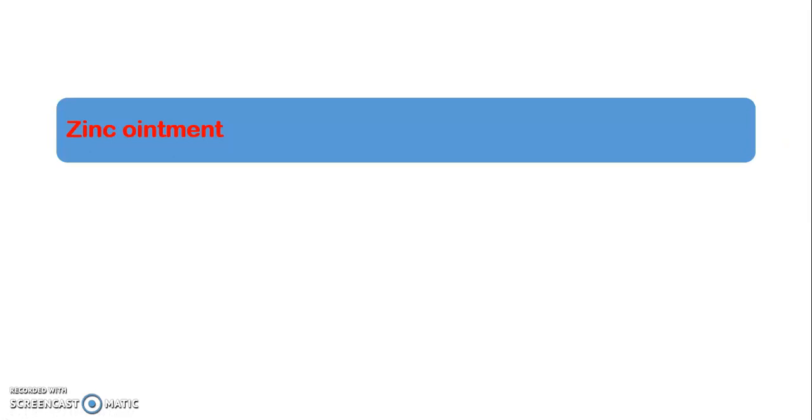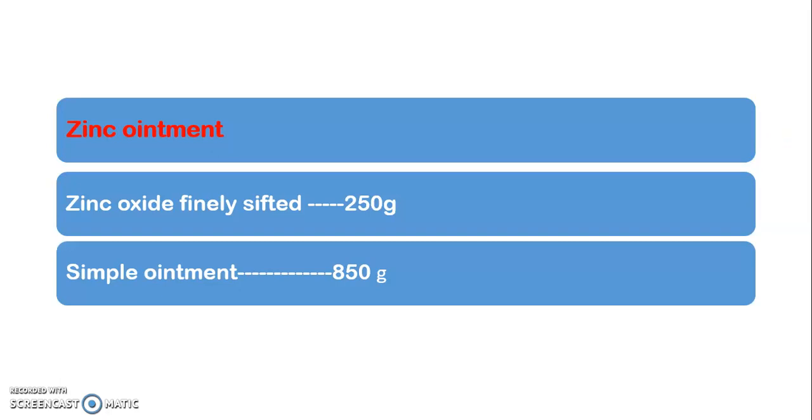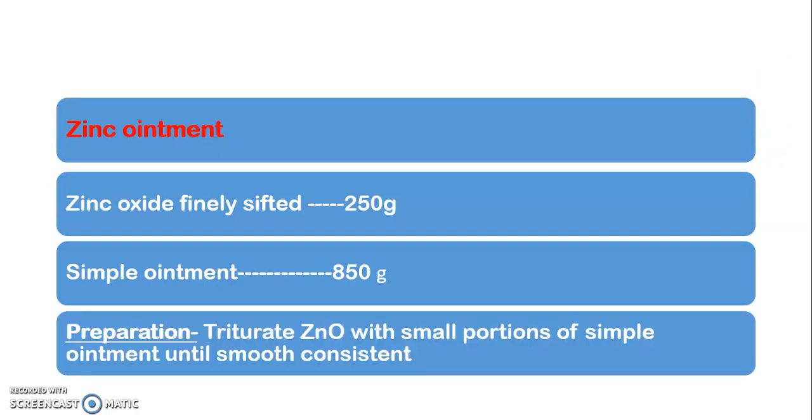Next formulation is zinc ointment. For the preparation of zinc ointment, we need zinc oxide finely sifted, simple ointment 850 grams. To prepare zinc ointment, we need to triturate zinc oxide with small portions of simple ointment until it becomes smooth and consistent.